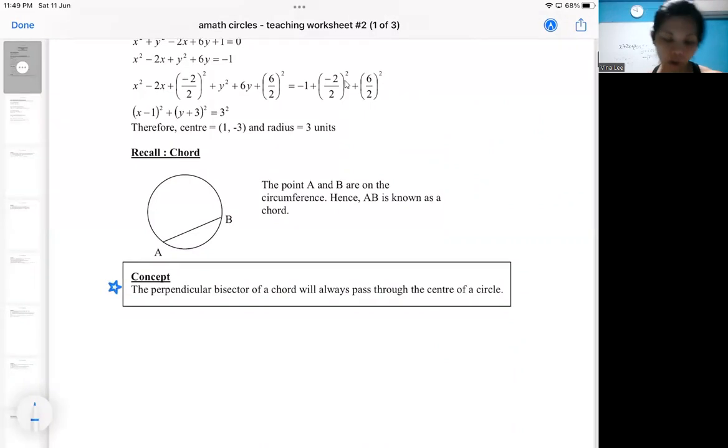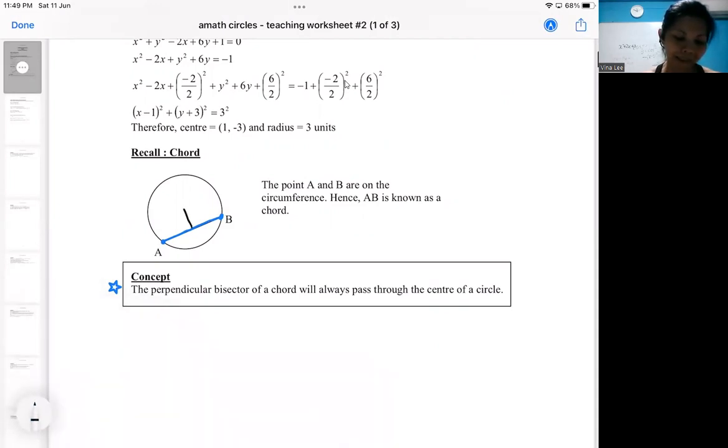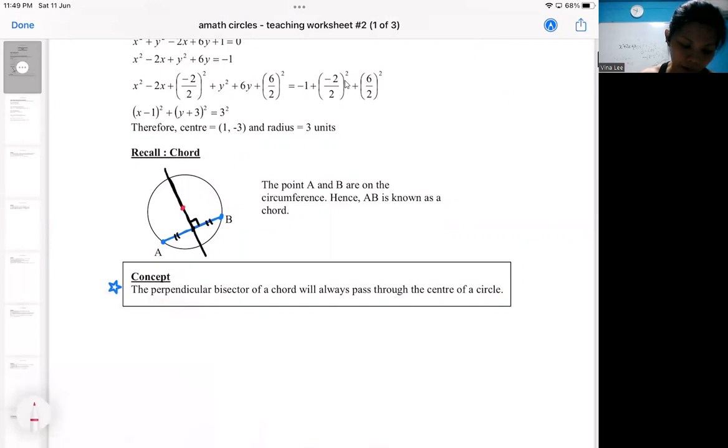So the definition of a chord is that the two endpoints are on the circumference. So if you construct a perpendicular bisector, imagine a perpendicular bisector. The characteristic of a perpendicular bisector means it cuts the chord at the midpoint and it cuts it at 90 degrees. So the center of the circle will be on this line.